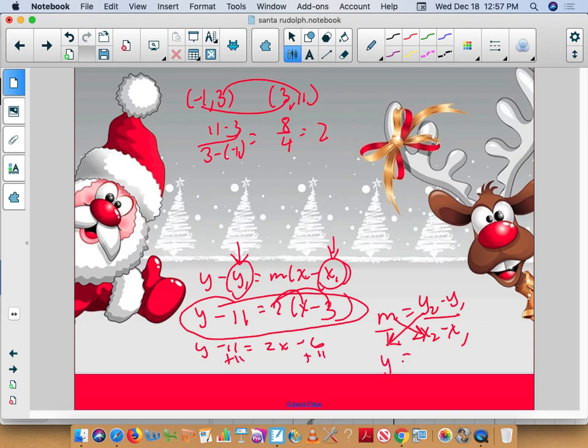So I get y equals 2x plus 5. Does that sound familiar? Yeah. I just got the same thing I got with slope-intercept form. Okay? So this is point-slope form. All right? And we'll tackle standard form after Christmas. But when we do it, guess what's going to happen?